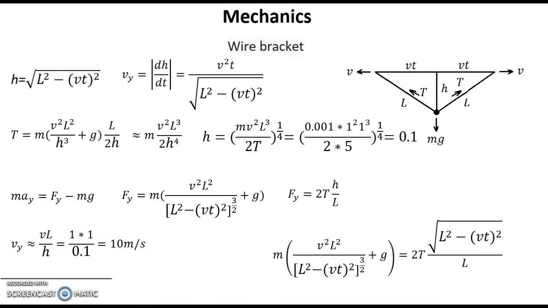And for 10 meters per second we can find the total height which this bracket will travel. This we can find from h equal vy squared over 2g. If we put numbers, we have 10 square over 2 multiplied by 10, that's 5 meters. This is our answer.